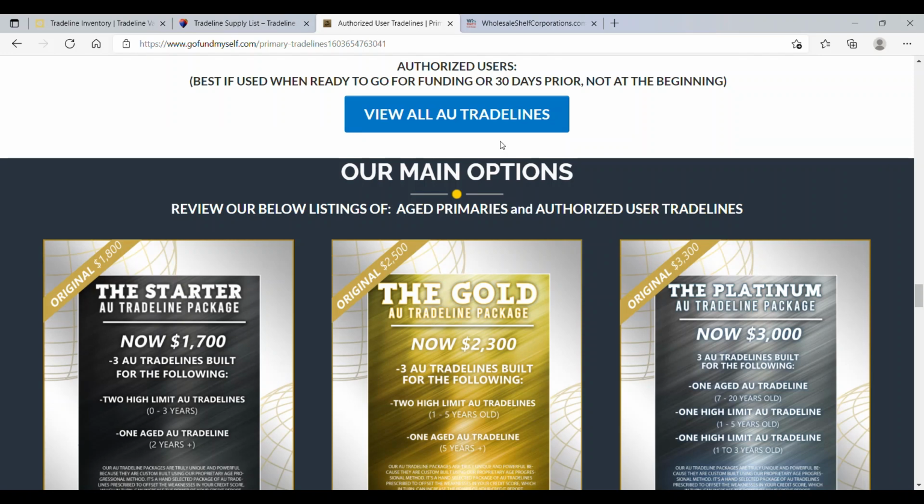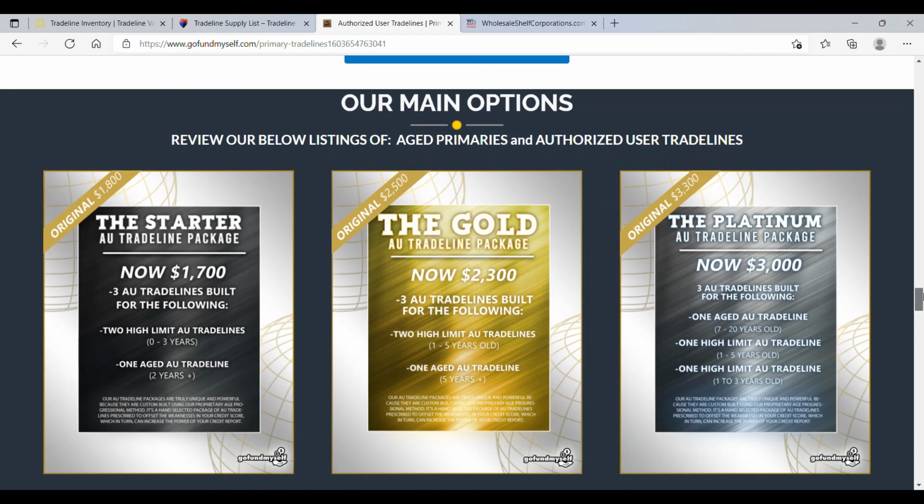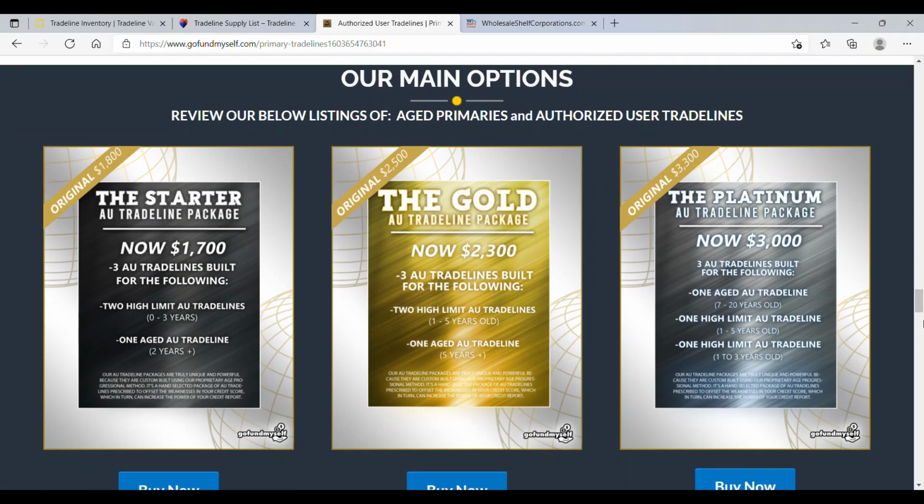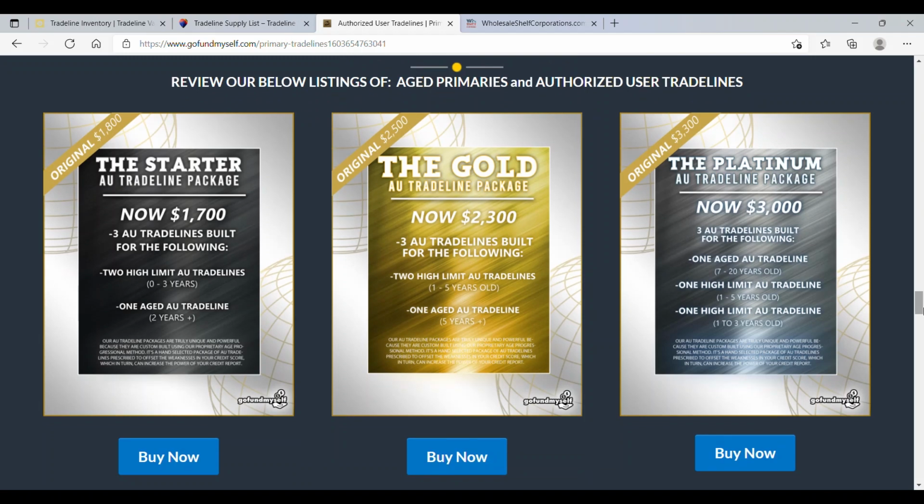And they also do sell authorized user trade lines. It's also best to buy the packages and bundles because you are getting more than one, and it does look good on your credit profile when you buy a bundle. Also keep in mind something they call a progression file.